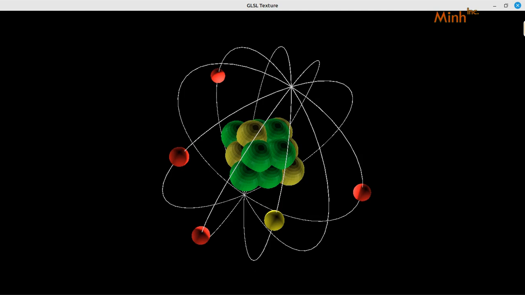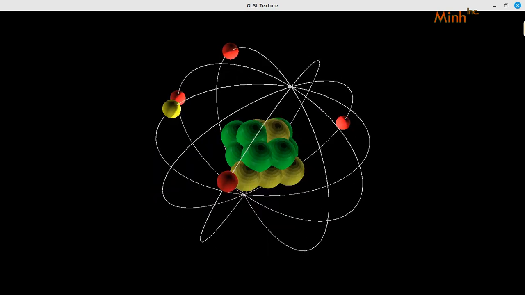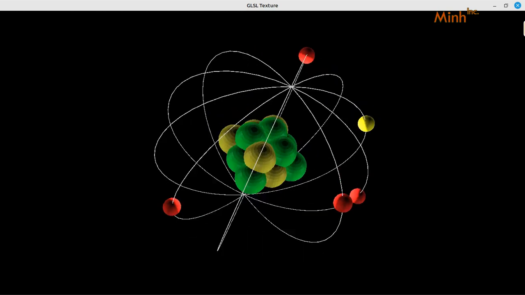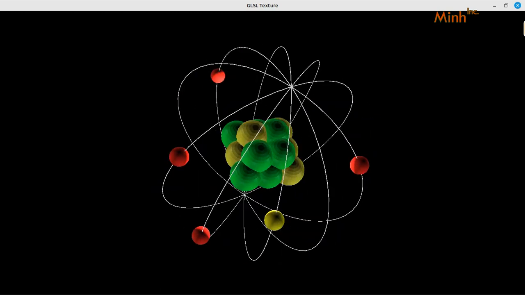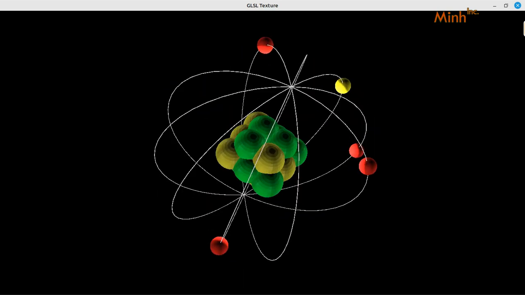Okay, so we can let anyone move. Okay, so this is how the kind of electronic structure. This is power of OpenGL and power of mathematics.